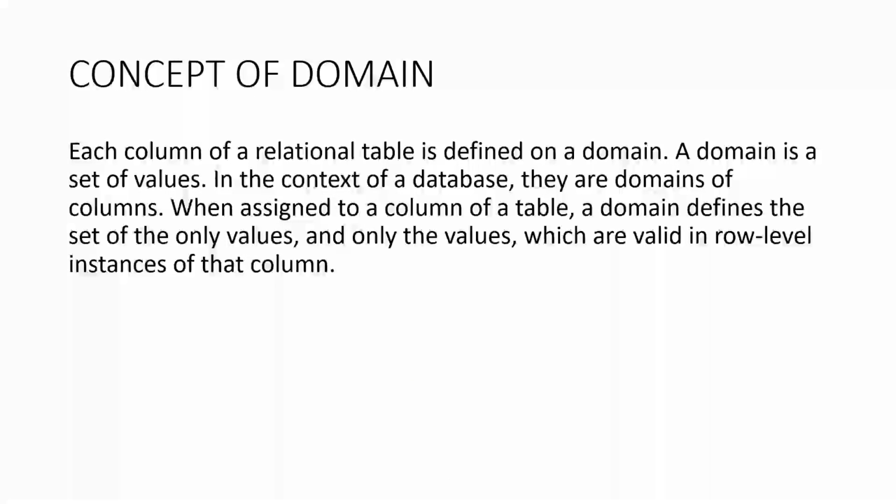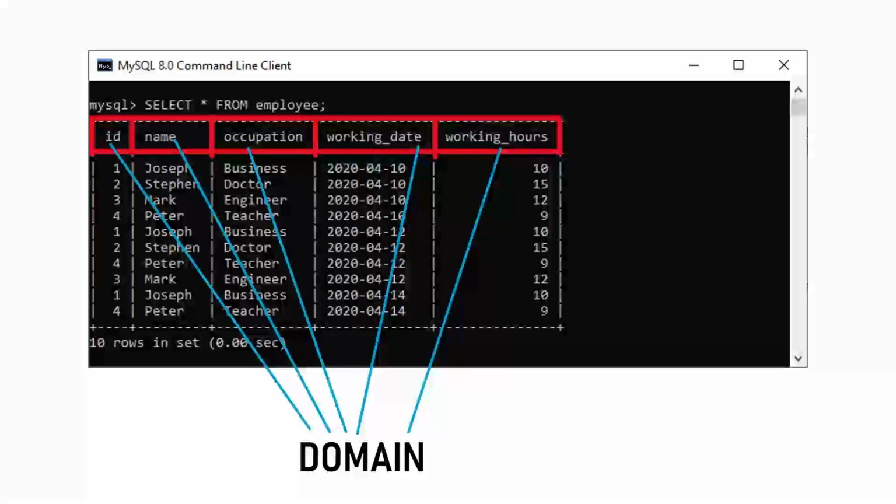Concept of domain. Each column of a relational table is defined on a domain. A domain is a set of values in the context of a database. They are domains of columns. When assigned to a column of a table, a domain defines the set of the only values and the only values which are valid in a row level instances of that column. The marked area in the table are domain.